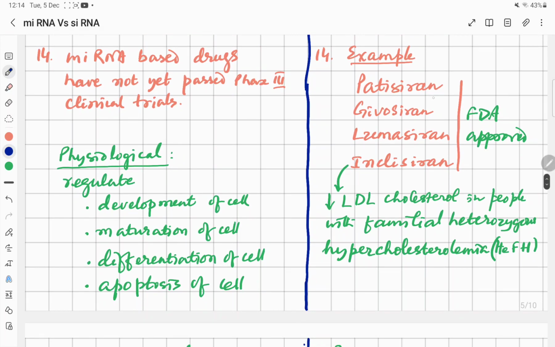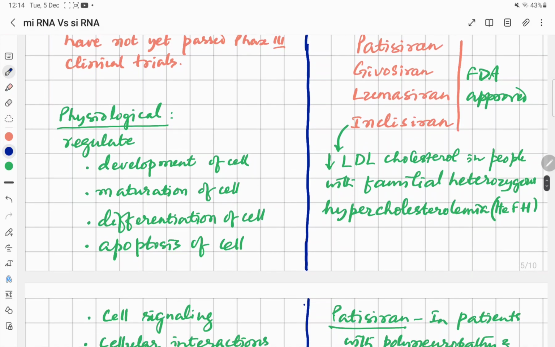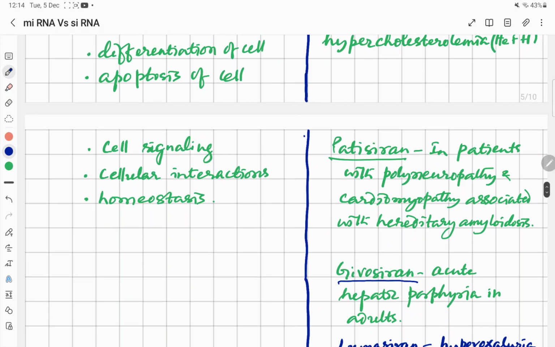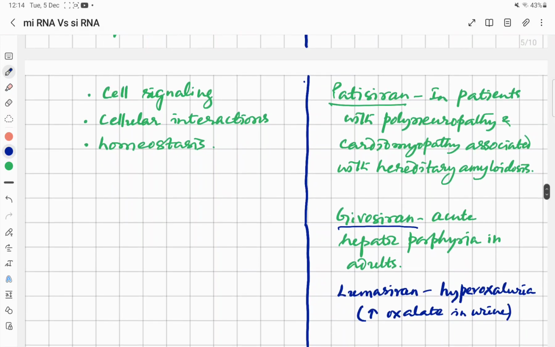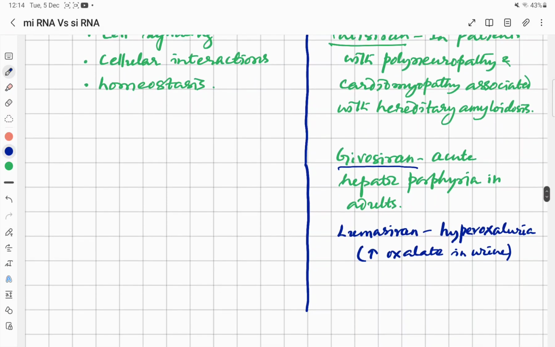the drugs like patisiran, givosiran, lumasiran, inclisiran, all these FDA approved drugs are there, and inclisiran is used to reduce LDL cholesterol in people with familial heterozygous hypercholesterolemia. Patisiran is used in patients with polyneuropathy and cardiomyopathy associated with hereditary amyloidosis. Givosiran is used in acute hepatic porphyria in adults. Lumasiran is used in hyperoxaluria, that is a condition in which oxalate is increased in urine.